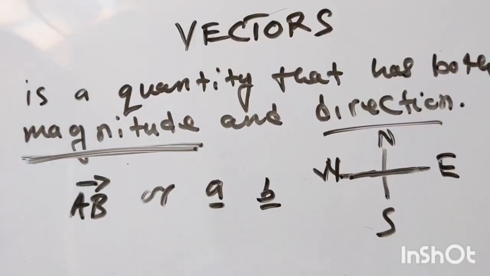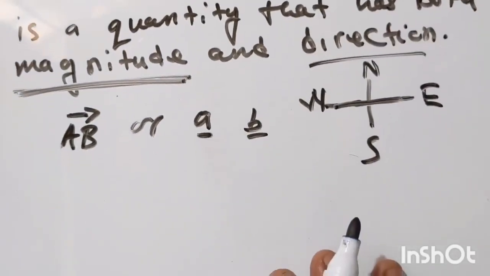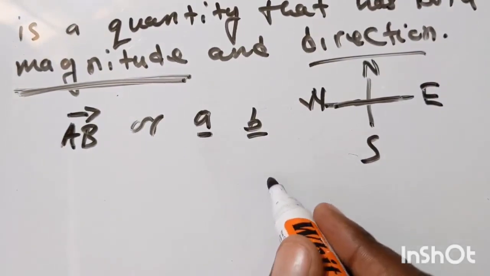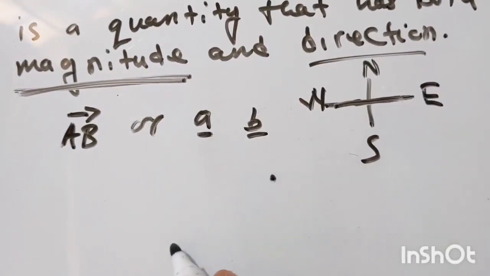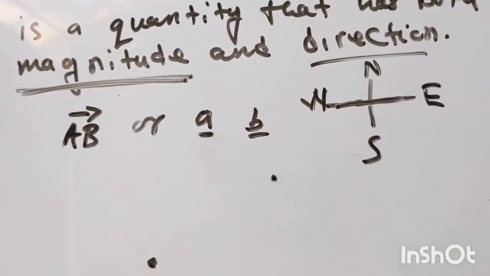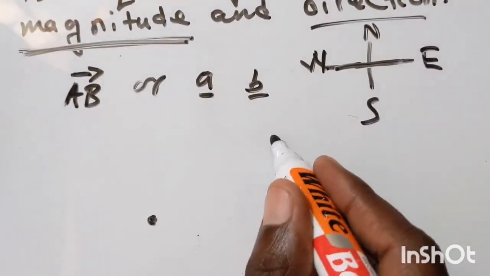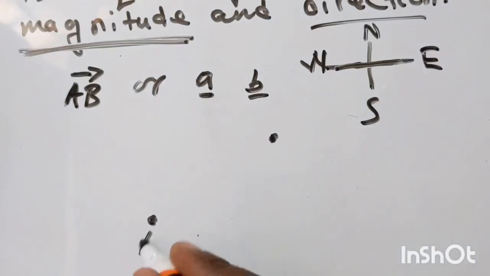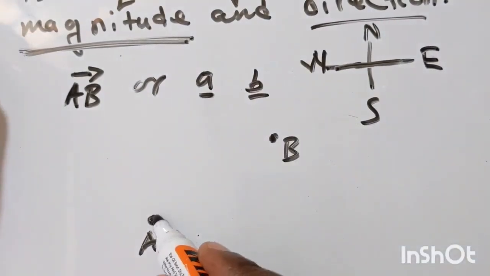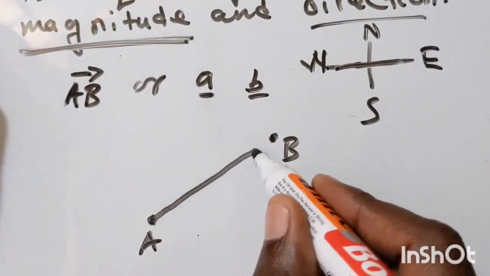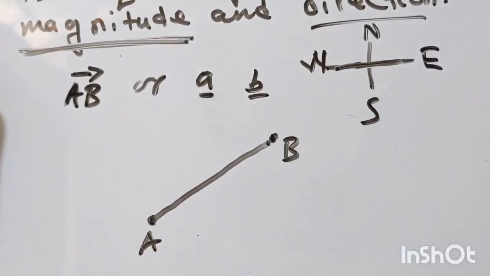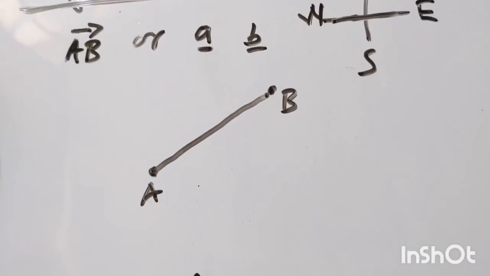Let's give an example of a vector on a diagram. A vector on a diagram will look like this. This is point A, that is point B, and there is a line joining these two points. Now this is not a vector.